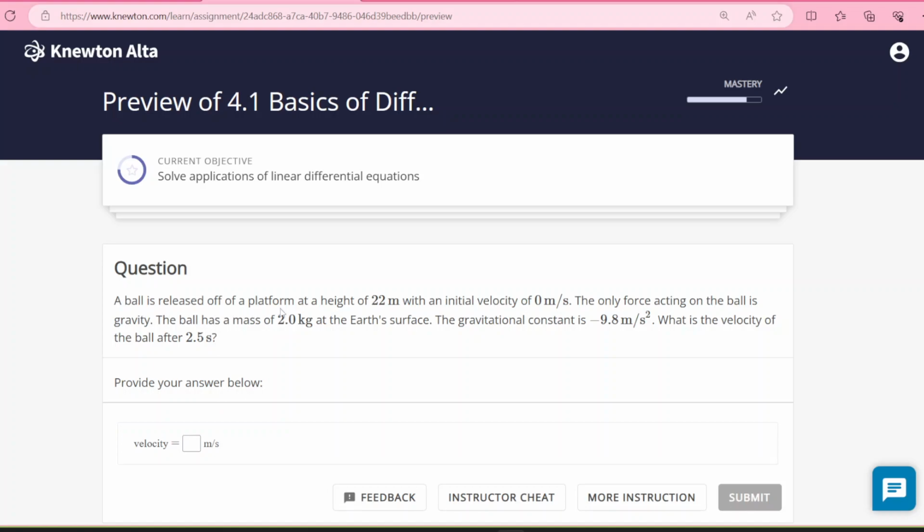So a ball is released off a platform at a height of 22 meters with an initial velocity of 0 meters per second. The only force acting on the ball is gravity, right? So we're going to start off with that acceleration being negative 9.8 meters per second squared again. The ball has a mass of who cares, and then what is the velocity of the ball after 2.5 seconds?